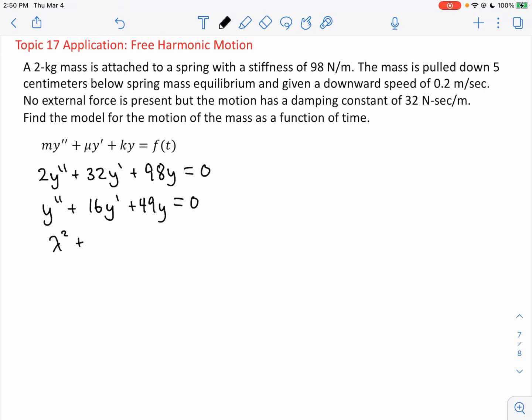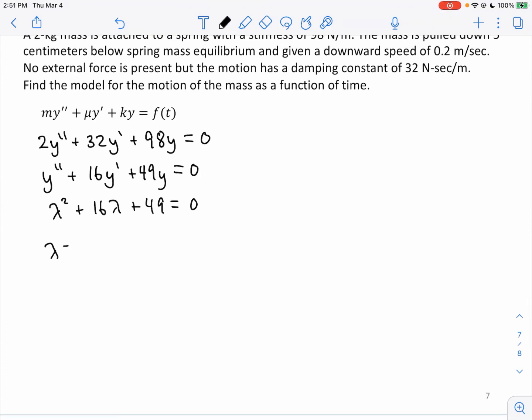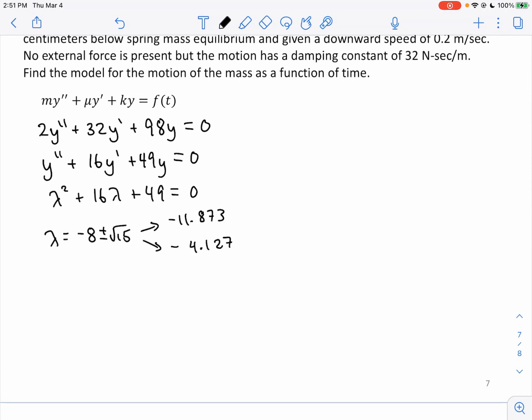Characteristic polynomial: lambda squared plus 16 lambda plus 49 is equal to 0. The quadratic formula is needed on this one as well, and we get lambda equal to -8 plus or minus radical 15, which when you decimalize these, you get about -11.873 and -4.127. So we get two different negative lambdas.